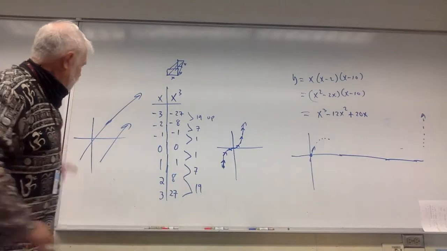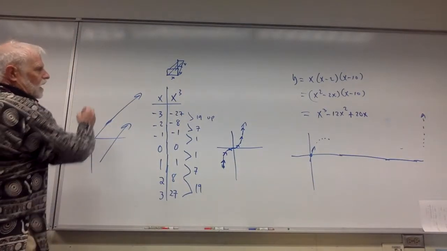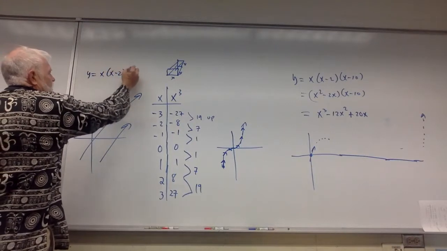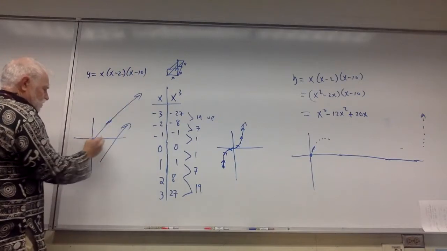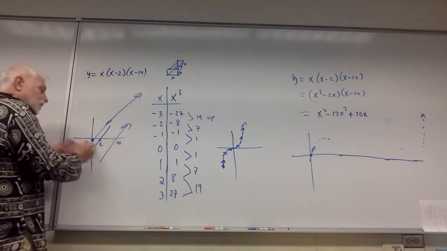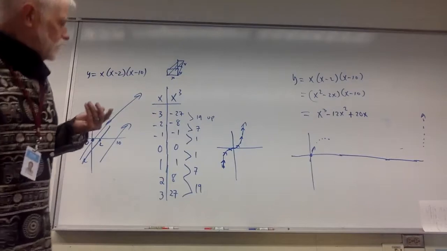And I'm not sure why I did this, but I think I'm going to analyze y equals x, that's what we started with, I believe, times x minus 10. And so let's say that this is 0. Let's draw another one here. That's 2 and that's 10. And we multiply those three things together. What is it going to look like? It's going to look like this graph over here.